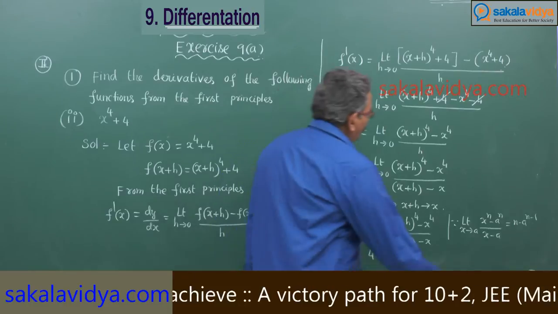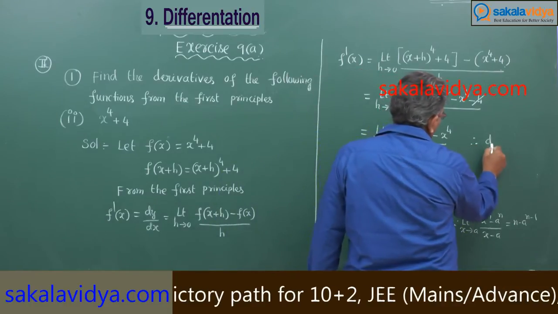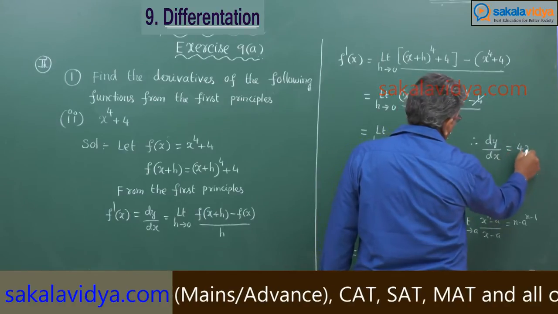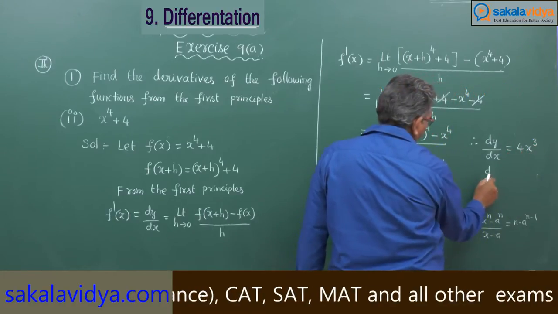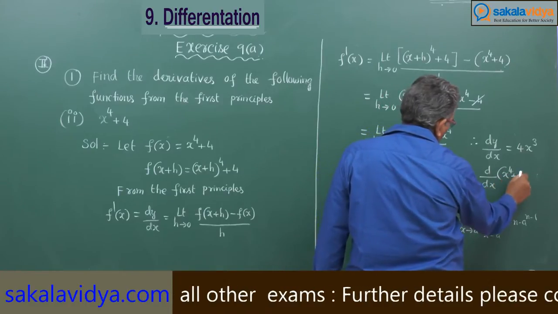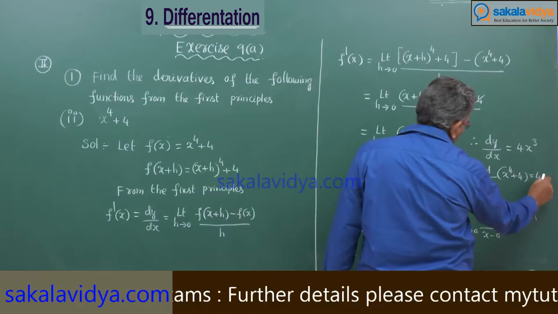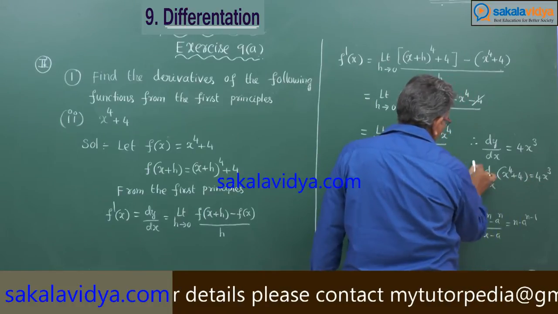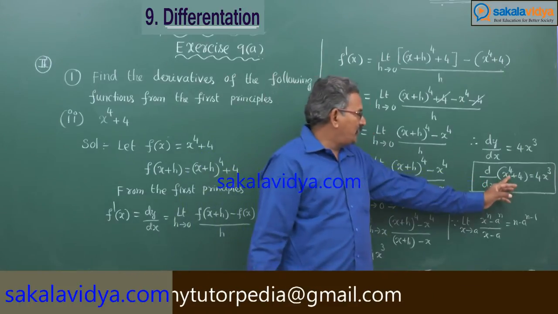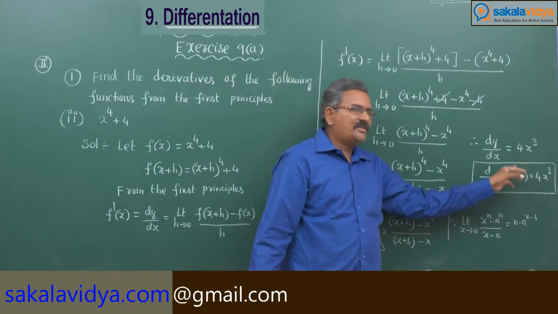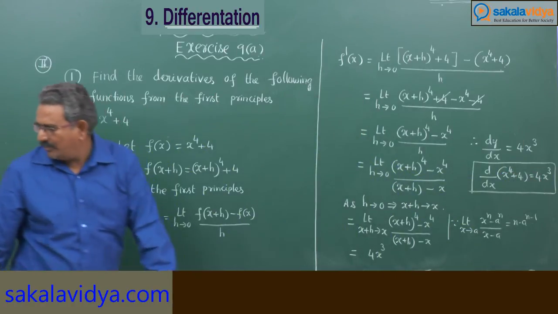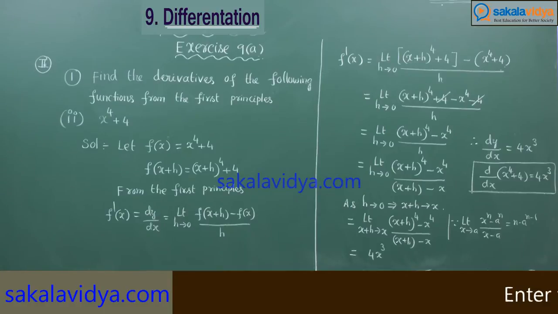Therefore, f dash x, meaning dy by dx, is 4x cube, or d by dx of x to the power of 4 plus 4 is equal to 4x cube. See, the derivative of x to the power of 4 is 4x cube. The differentiation of 4 becomes 0 only because 4 is a constant. Now, let us move to the next problem.